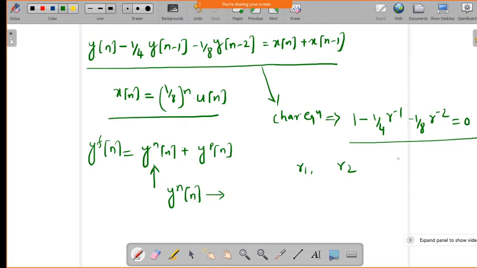So if you multiply by 8r², you will get 8r² minus 2r minus 1, which is equal to 0. So now find out the values of a, b, c. a equals 8, b equals minus 2 and c equals minus 1. So find out the roots. So what are the roots?